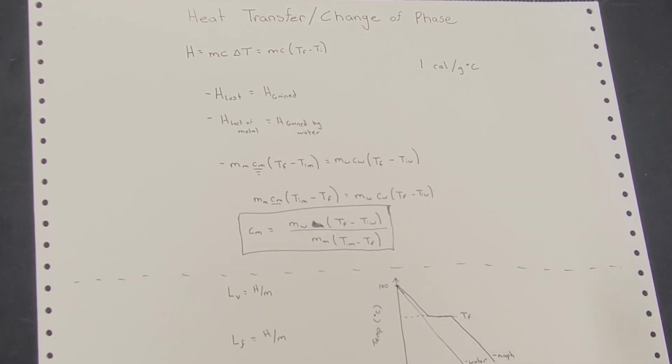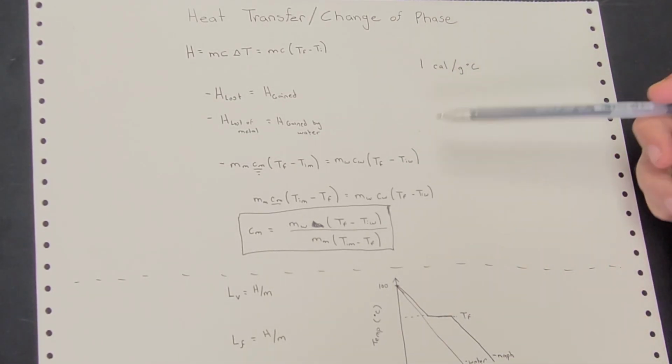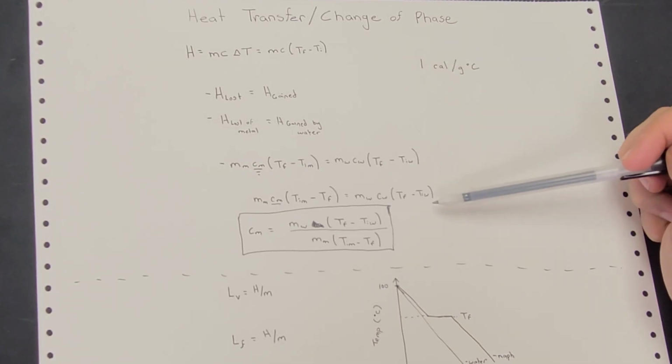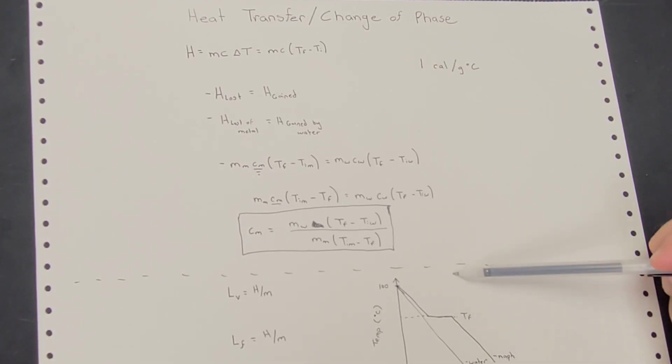Okay, so that is heat transfer. Heat transfer that causes a change in temperature is the first part, and then heat transfer that causes a change of phase is going to be the second part of the lab. So we're going to go ahead and go through the procedure next. You'll see us adding hot metal to water, and then we'll go through the procedure for the naphthalene and water for the change of phase, and that'll be it for this lab.